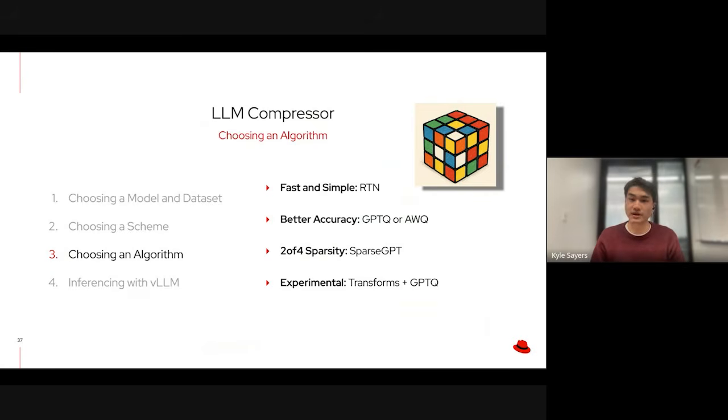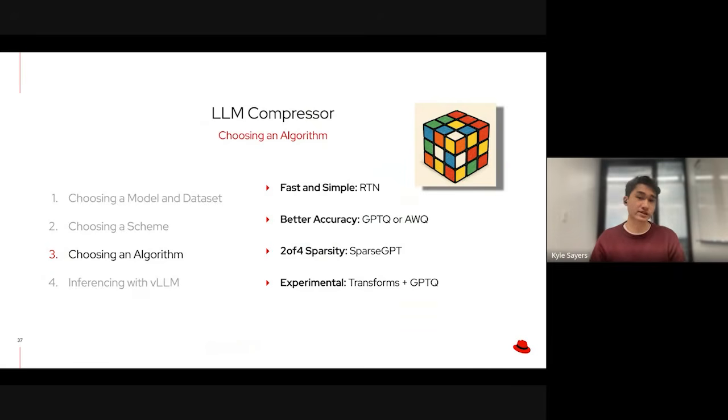If you want something with better accuracy recovery, especially with weight-only quantization, use something like GPTQ or AWQ. Those algorithms are a little bit more intense and might require more VRAM during compression time, but they're going to yield much better accuracy recovery once loaded within vLLM.